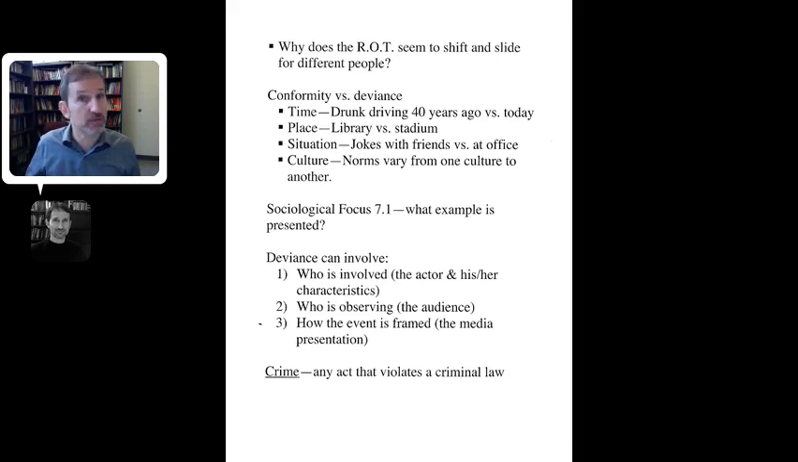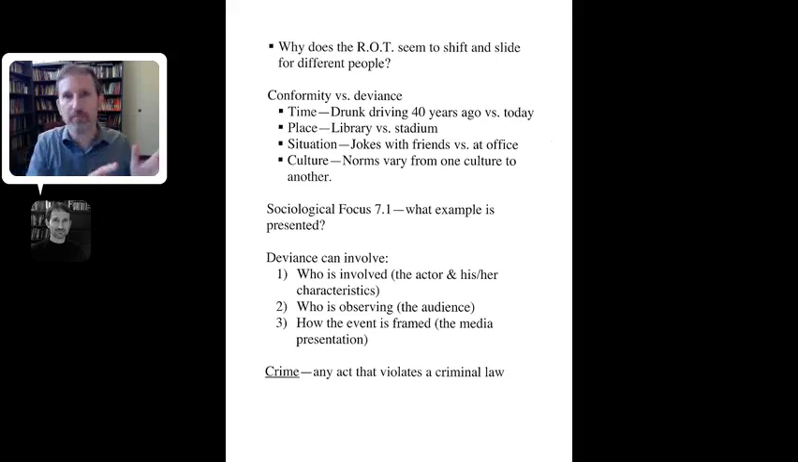Finally, in some instances, you have the event being framed by the media. Okay, so some media accounts can see a protest as peaceful. Some might say that people were acting violently, and those things might come to influence the public perception of that. It takes a little while, but your textbook eventually gets around to the notion of crime, and it defines it as any act that violates a criminal law. And next, what we see is a definition of hate crime.